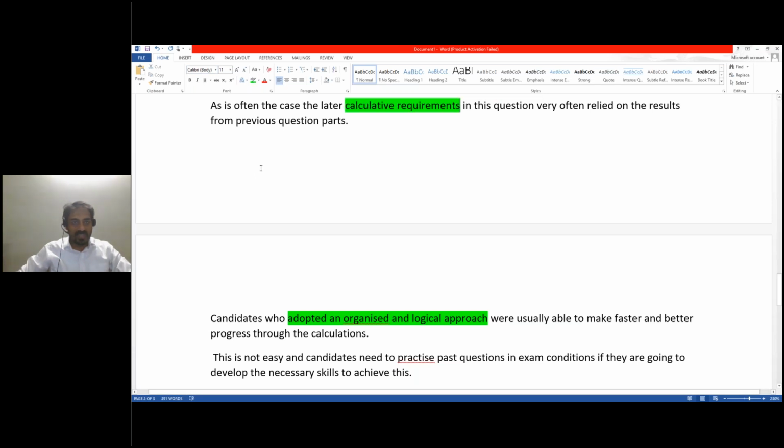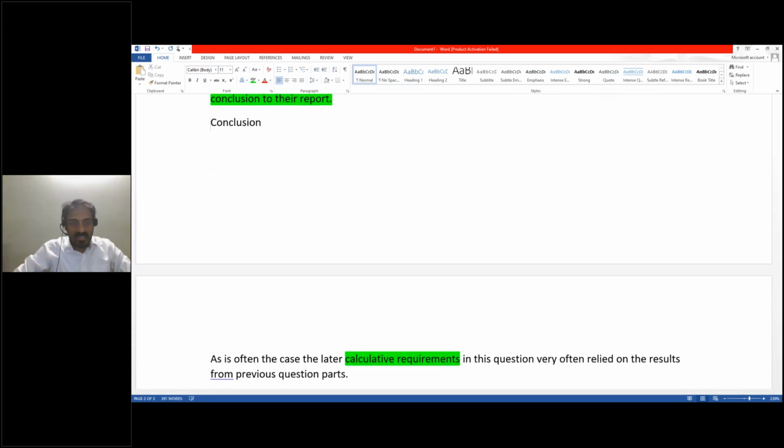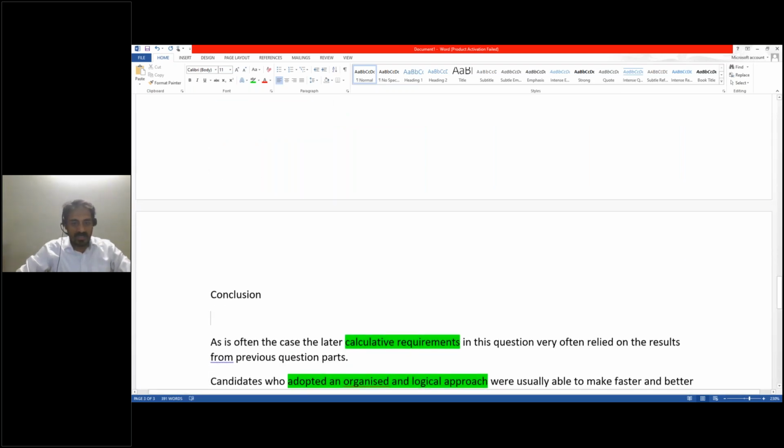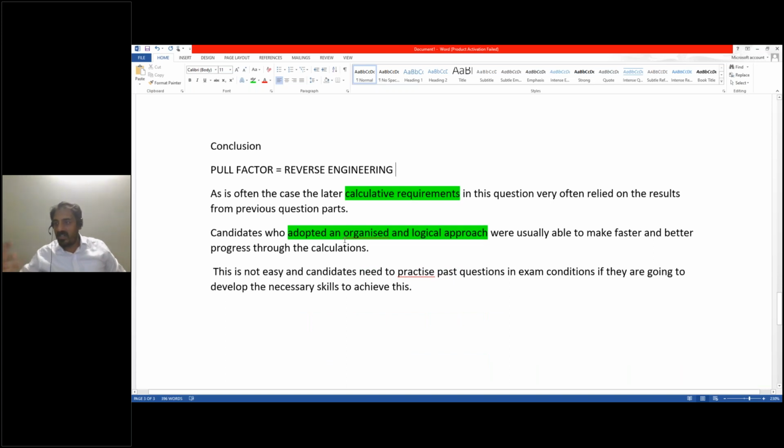Sir, what does that mean? This means I normally use the word pull factor. Sir, what is the meaning of pull factor? Have you ever heard the word reverse engineering? Reverse engineering.